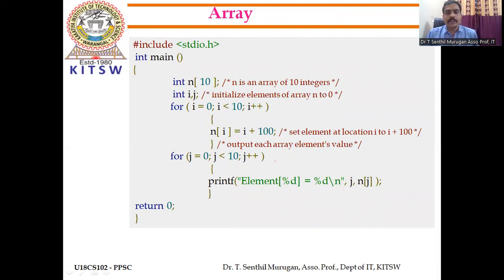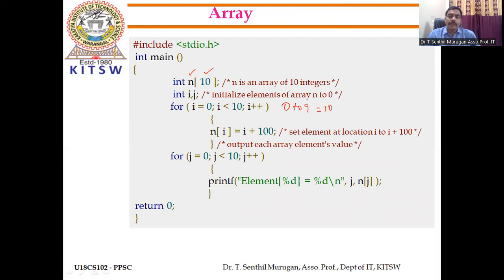We'll see these simple examples. What happened? Here you declared one array. The array name is n. The maximum size is 10. Okay. Also you can give two variables for the loops. In the first loop, I equal to 0, I less than 10 means 0 to 9, it will take a total of 10 values. Okay. So n of I equal to I plus 100.